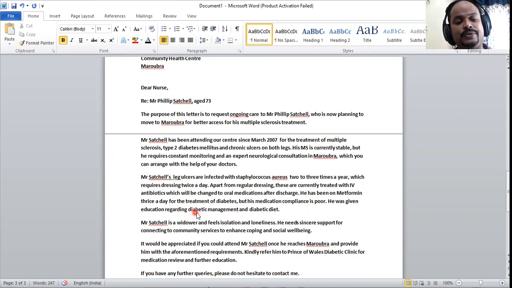He was given education regarding diabetic management. He has problems with the diabetic diet, which is why he needs education. Why does he need education for diabetic management? Because he was not keeping his sugar levels well controlled. So this is the condition, and it is understood that diabetic management is needed.